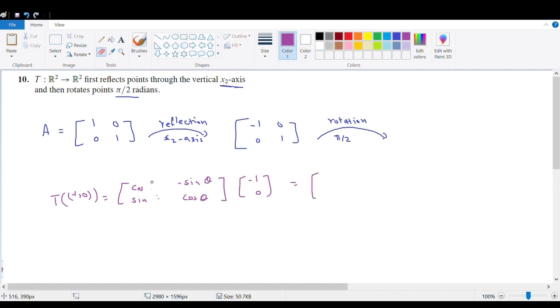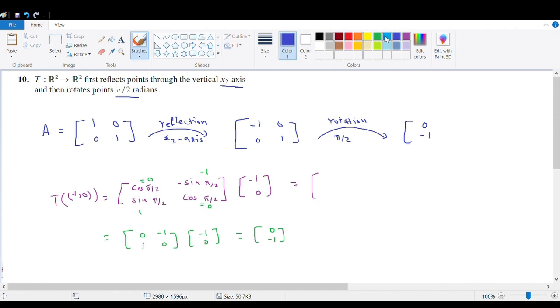So let us write it here directly. We'll take the first vector, which is minus 1, 0. So from here our theta is pi over 2. Now cosine pi over 2, we know this one is 0, also this one 0. Sine pi over 2 is equal to 1, and minus sine pi over 2 is minus 1. So our matrix will be 0, 1, minus 1, 0 multiplied by the vector minus 1, 0. This will give us 0 multiplied by minus 1 plus minus 1 multiplied by 0, this one 0. Then 1 multiplied by minus 1 plus 0, so minus 1. So the first transformation of this vector will be 0, minus 1.